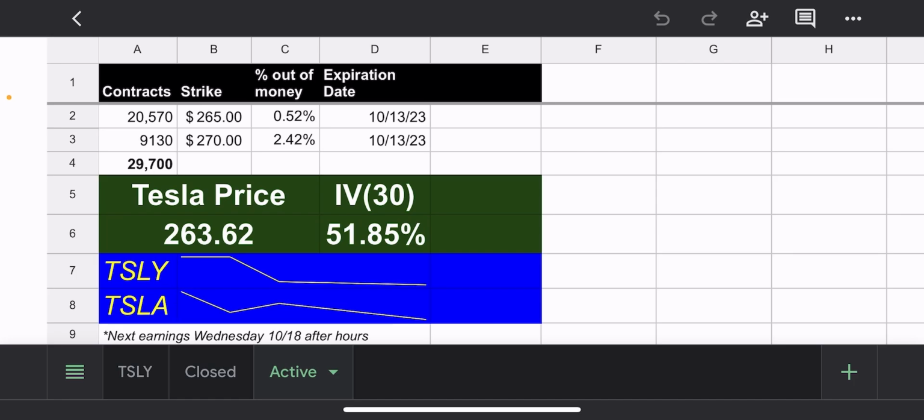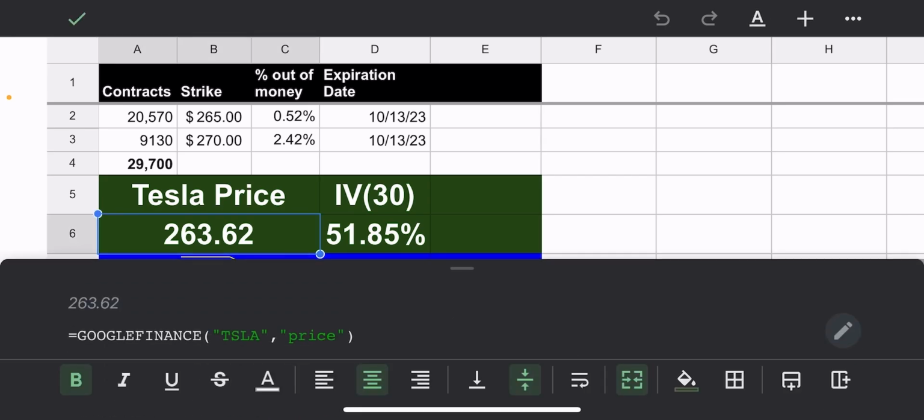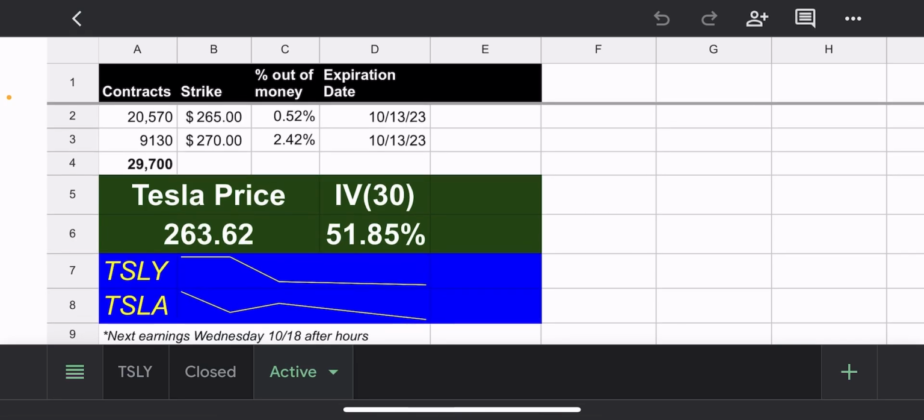Tesla price was up, then it went down. But it looks like it closed at 263. So it's still under 265. I actually thought it was above that. But this formula updates automatically via Google Finance, so I'm assuming it's accurate. But yeah, we closed just below the 265, but it's been pretty green lately.